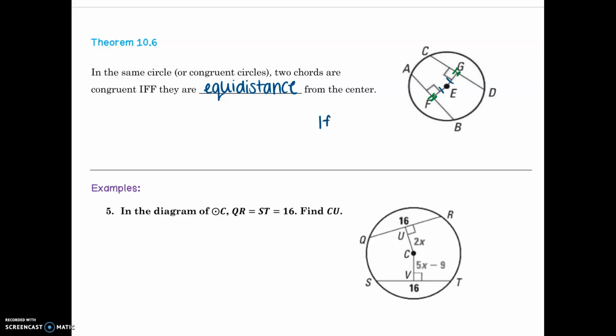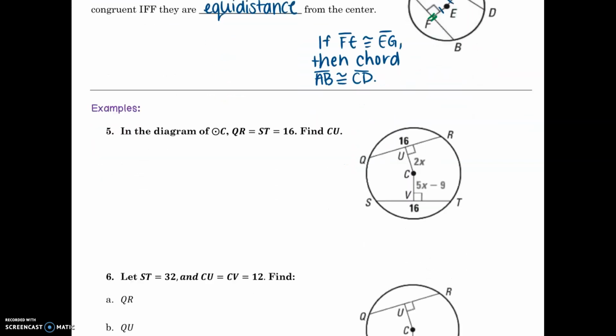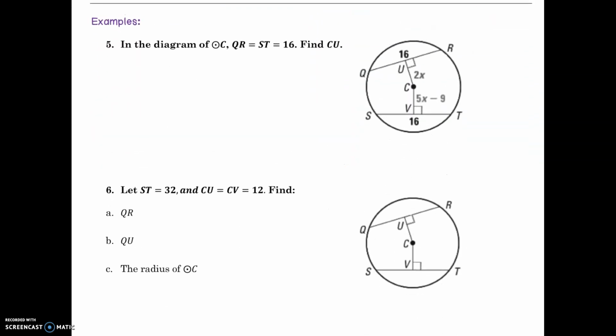So if segment FE is congruent to segment EG, then chord AB is congruent to chord CD. So in the diagram here, we know that QR is congruent to ST, and they both measure 16. So we know our chords are congruent, which tells us that they are equidistant from the center of the circle.